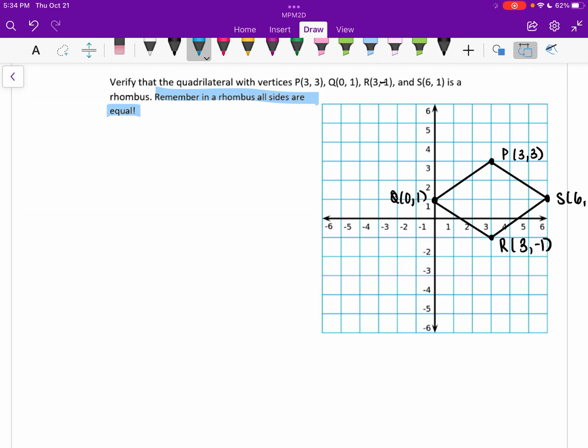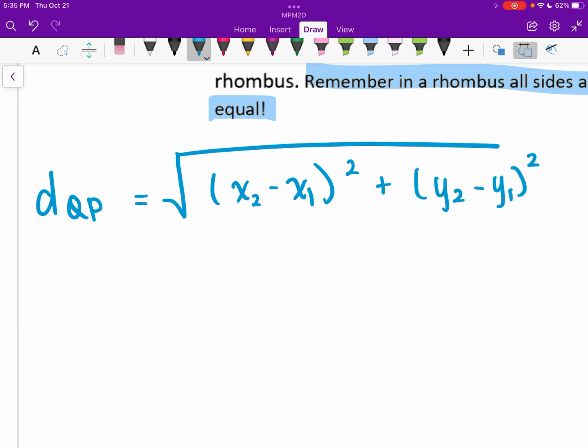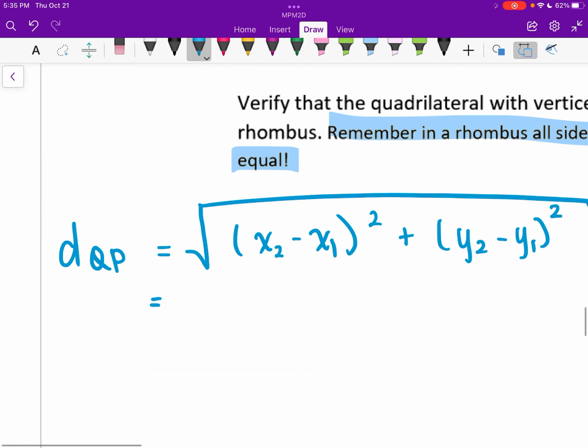So let's find the distance for QP, right? Just so you remember, the formula for distance is the square root of (x2 minus x1) squared plus (y2 minus y1) squared, all under the square root sign. Right, so let's go find our points for Q.